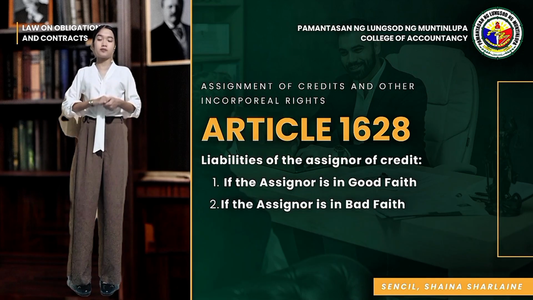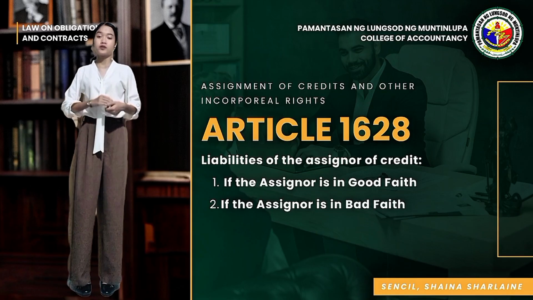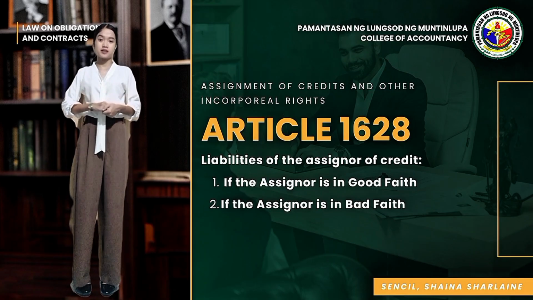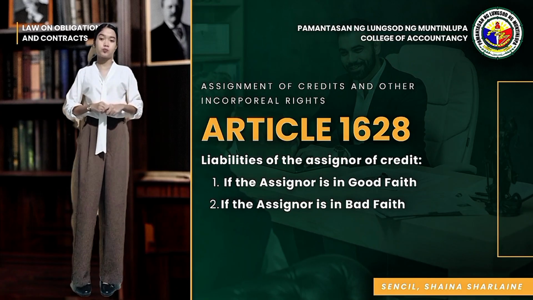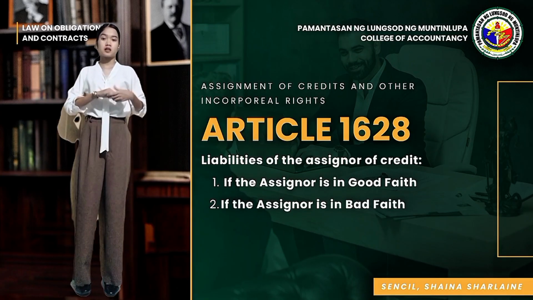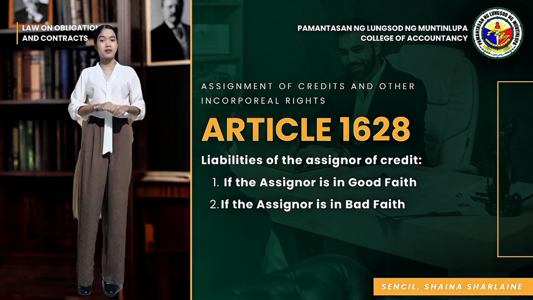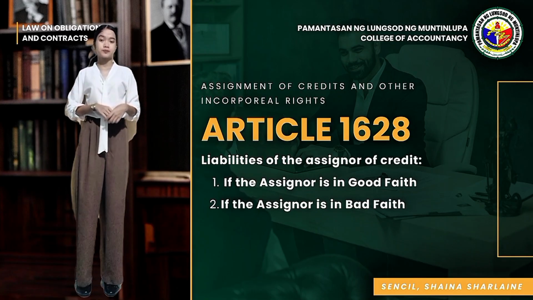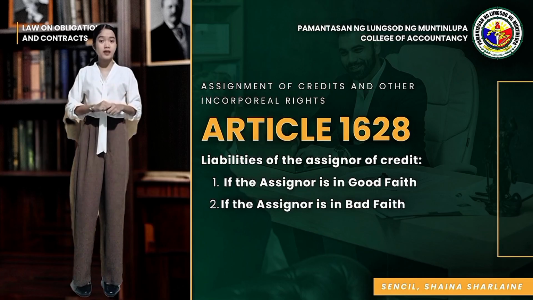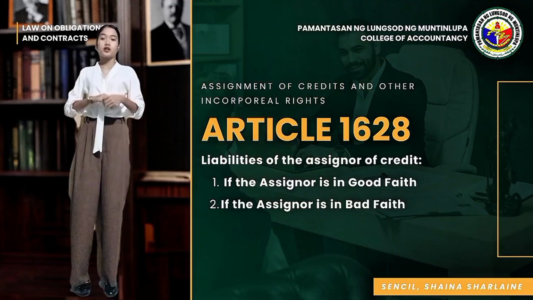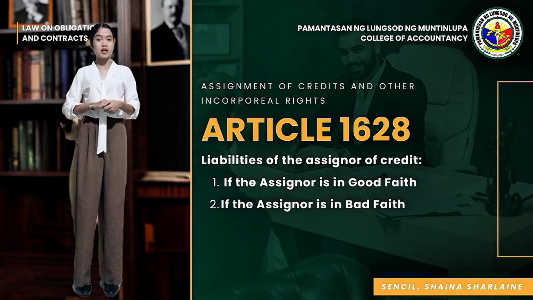Liabilities of the assignor of credit. If the assignor is in good faith, the assignor is only liable for the existence and legality of the credit at the time it was assigned, and refunding the price received if the credit turns out to be invalid. Lastly, paying the assignment expenses and other legitimate charges related to the transfer as stated in Article 1616. Note that the assignor is not liable for the debtor's inability to pay or insolvency unless it was expressly agreed or stipulated, or the insolvency was known before the sale and common to public knowledge.